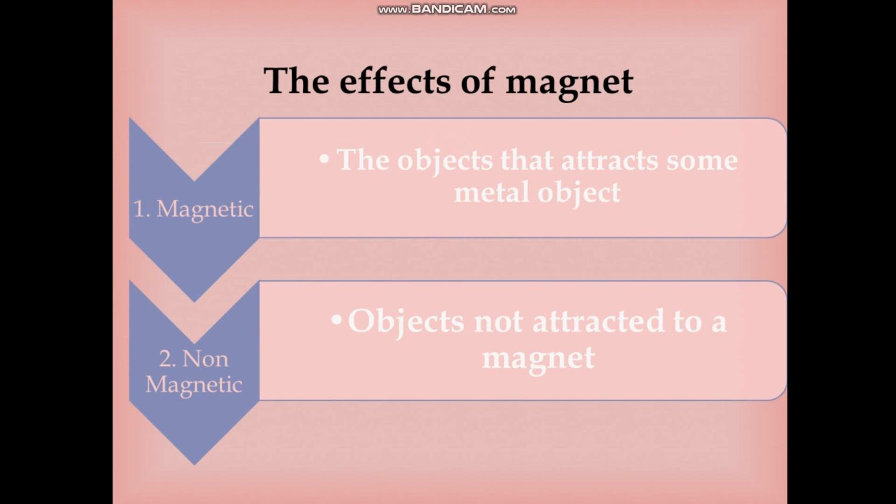The effects of a magnet on an object are divided into two. The first one is magnetic. The second one is non-magnetic. Magnetic is an object that attracts some metal objects. Why some metal objects? Because non-metals cannot attract the magnet. The second one is non-magnetic. A non-magnetic object is an object that is not attracted to a magnet.